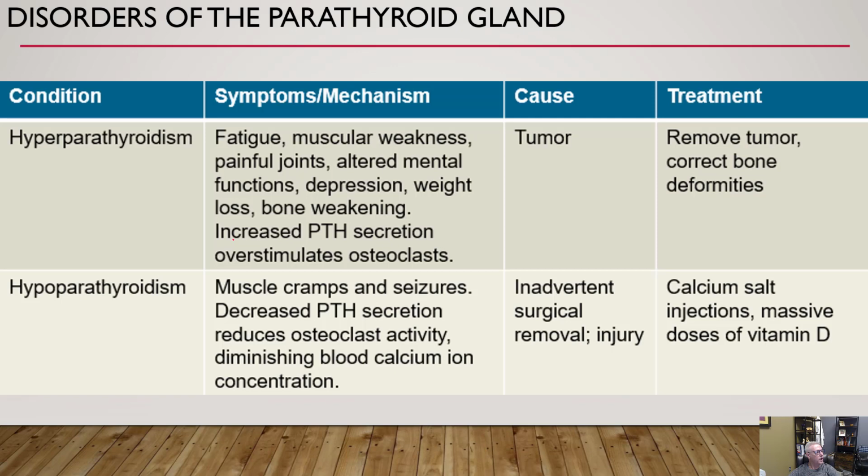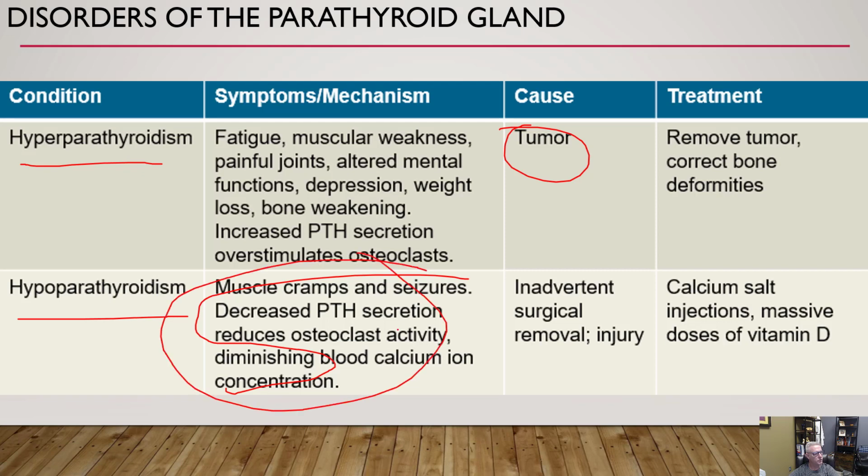All right, so hypoparathyroidism and hyperparathyroidism. Basically, the most common cause of hyperparathyroidism is going to be a tumor. And you will need to know the symptoms of hypoparathyroidism. Muscle cramps and seizures are the two symptoms that you'll need to know.